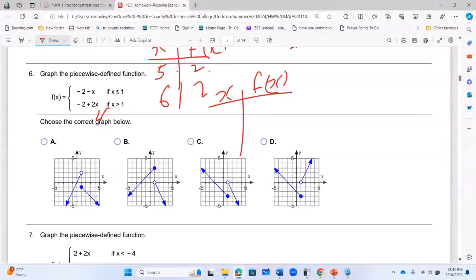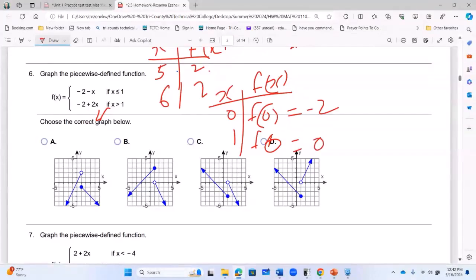When x is less than or equal to 1, it can be 0, it can be 1, and this is enough for me. All right, and it's less than or equal to, so the arrow will be going to the left. Okay, when x is 0, f of 0 on the first piece, I have -2 minus 0 is -2. And f of 1, -2 plus 2 times 1 is going to give me 0. So f of 1 will give me 0.